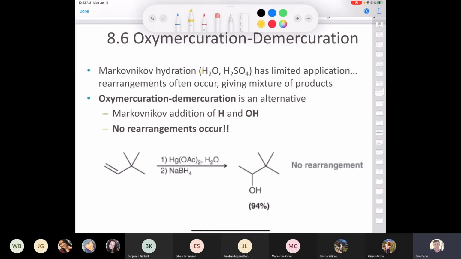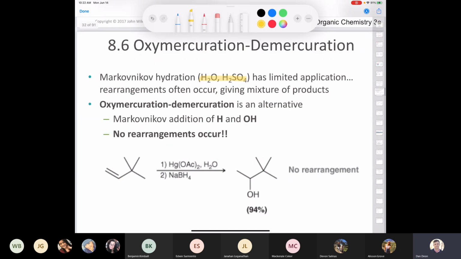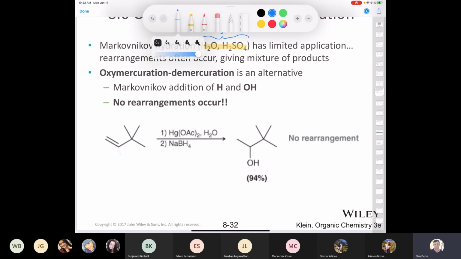When we just do the plain Markovnikov addition of water and sulfuric acid to make hydronium, based on the leveling effect, it has limited applications. Why? Because carbocation rearrangements can occur, and that gives us a mixture, right? If we were to take this molecule and just treat it with H3O+, the carbocation intermediate that you would get would be this. But that's going to undergo a methide shift to give you this, right? And then after the nucleophilic attack and proton transfer, you would end up with this tertiary alcohol.